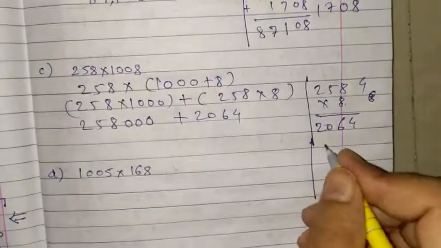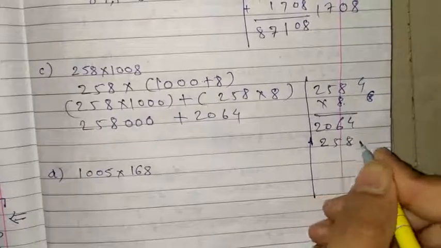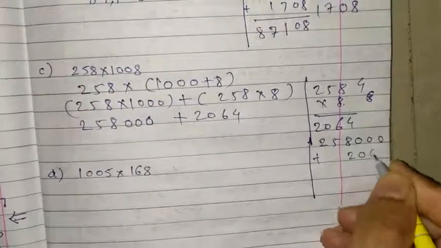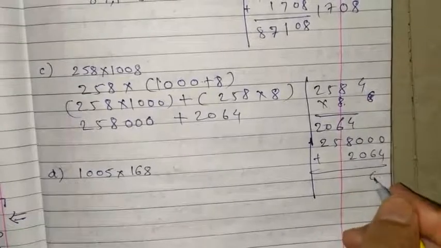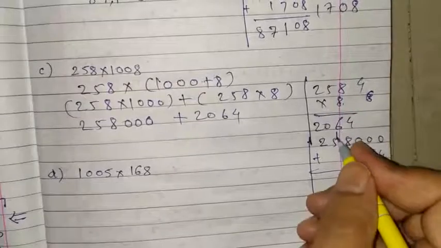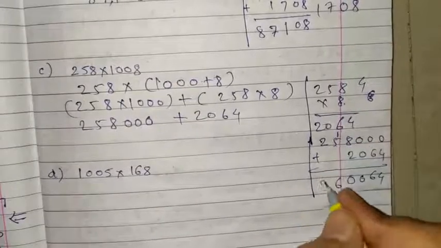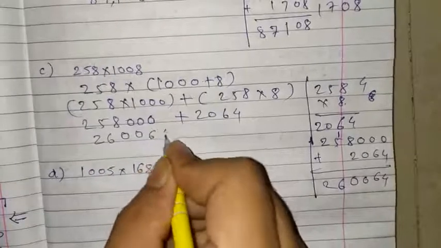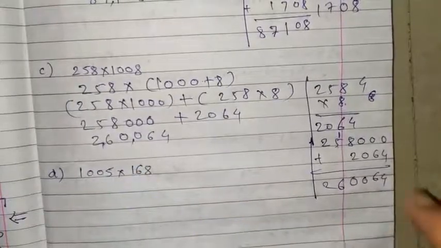So first number you write. So here 0 is there, so 64 as it is. Third 0 as it is. 8 plus 2 is 10, 1 carry. 5 plus 1 is 6, 2 as it is. So our answer we are writing. So this is our answer.